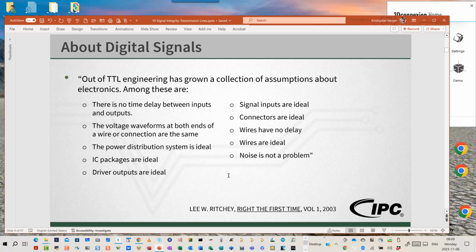Out of TTL engineering has grown a collection of assumptions about electronics. And among these are, there is no time delay between inputs and outputs. The voltage waveform at both ends of a wire or connection are the same. Power distribution system is ideal. IC packages are ideal. Driver outputs are ideal. Signal inputs are ideal. Connectors are ideal. Wires have no delay. Wires are ideal. Noise is not a problem. Now, notice a recurring theme in many of these early statements here.